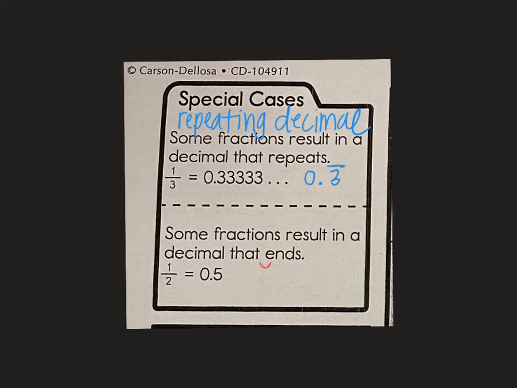And sometimes fractions result in a decimal that ends. So that's when you get 0 as a remainder, when you would do the top in the box dividing, and that's called a terminating decimal.